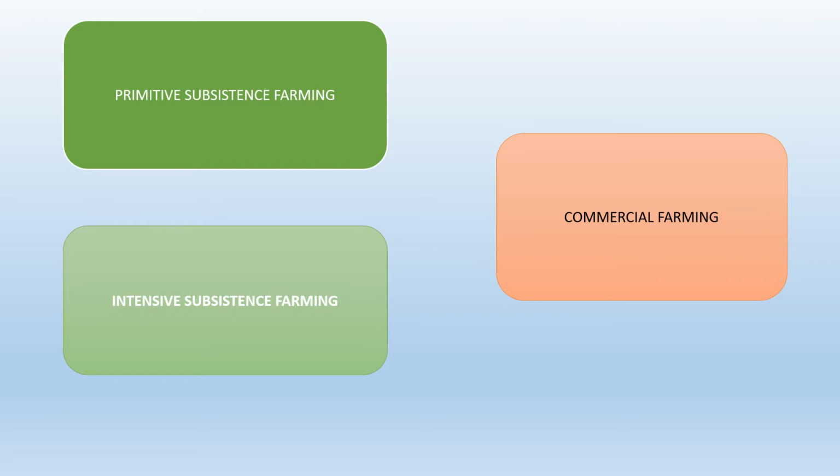Here he is growing the crop for his own family's consumption. He's not selling it. The product is not sold. More than one type of crop is grown, cereal or vegetable crop.